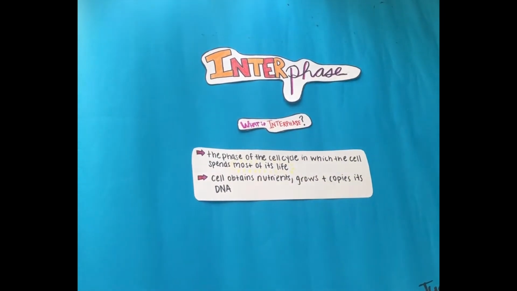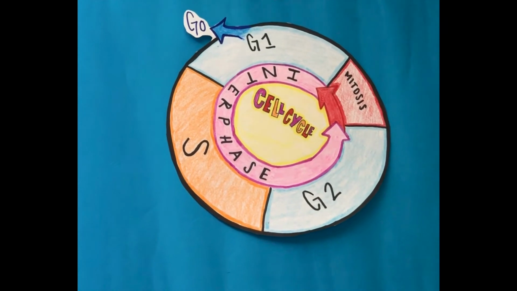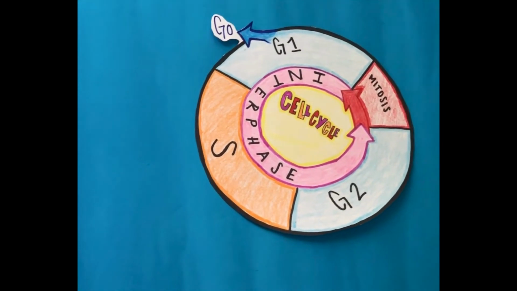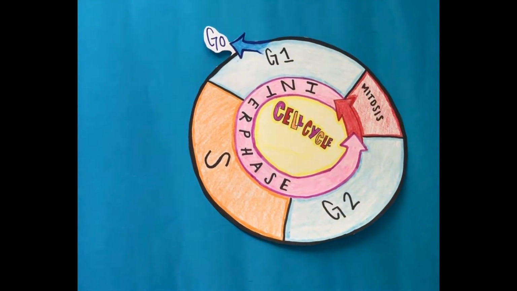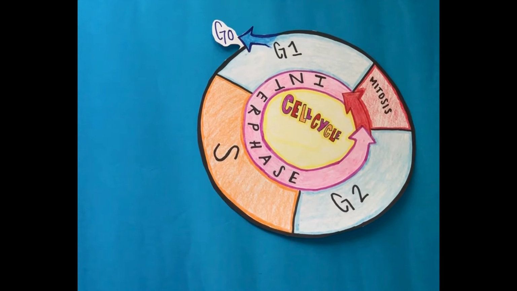It is composed of 3 stages: G1, also called gap 1, the S phase or synthesis stage, and finally G2 or gap 2. We'll start out by explaining what happens in G1 of interphase.